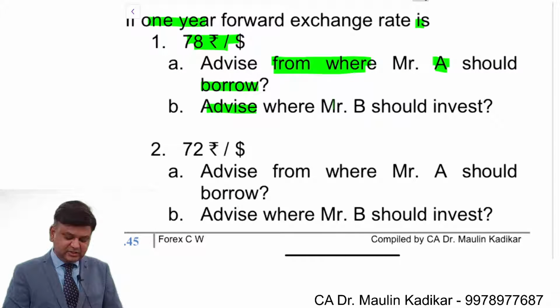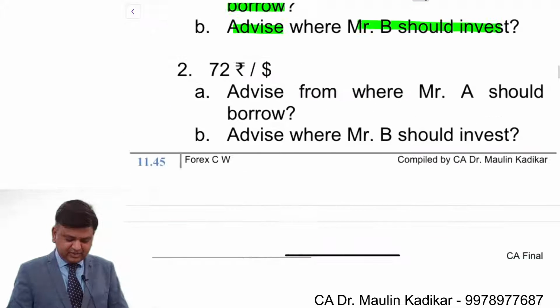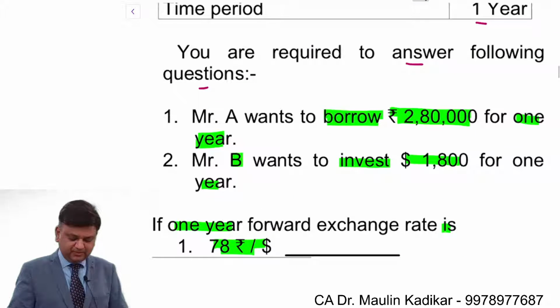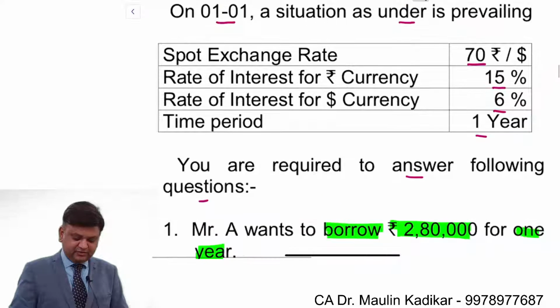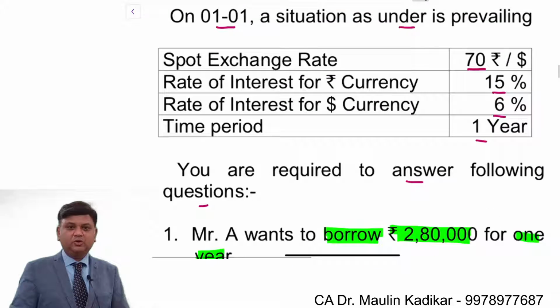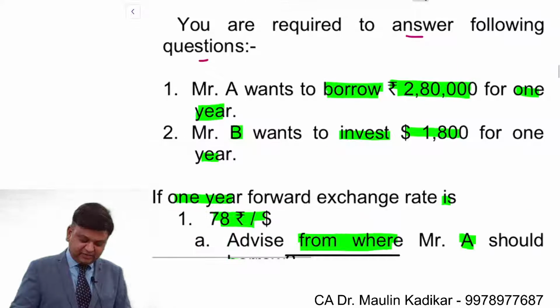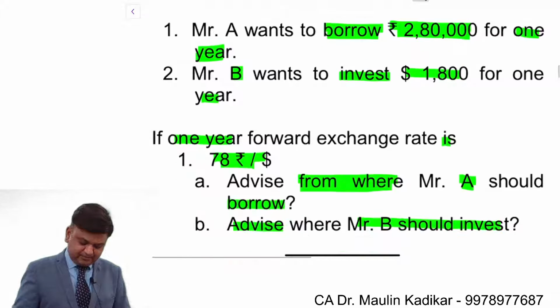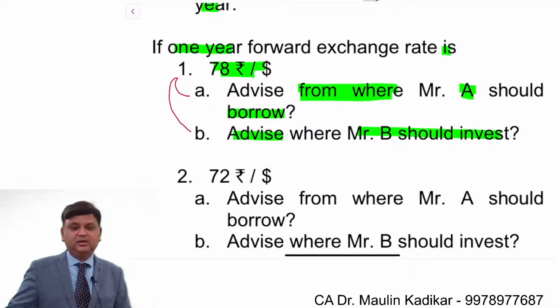Advise where Mr. B should invest: rupee, dollar, or indifferent. And so on. Further questions are there, but further questions I would like to see later on. First of all, let us have a discussion how to do the answer of the first question. Do not do the answer, just write in the chat box the answer of question number 1A and answer of question number 1B. Tell me the answer.